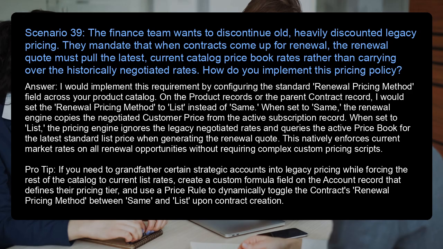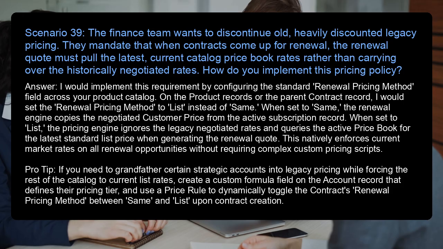Answer: I would implement this requirement by configuring the standard renewal pricing method field across your product catalog. On the product records or the parent contract record, I would set the renewal pricing method to list instead of same. When set to same, the renewal engine copies the negotiated customer price from the active subscription record. When set to list, the pricing engine ignores the legacy negotiated rates and queries the active price book for the latest standard list price when generating the renewal quote. This natively enforces current market rates on all renewal opportunities without requiring complex custom pricing scripts.